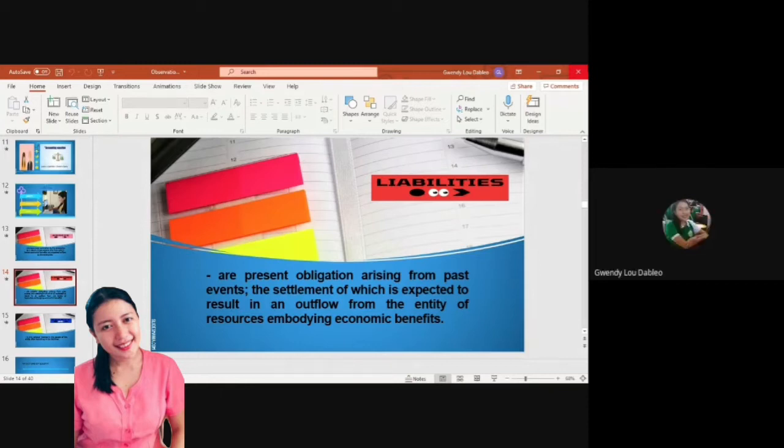In other words, these are payables, or debts. Now, there are so many examples of liability. It can include bank loans, credit card accounts, or accounts payable. But if it's made with a promise to pay, then it's known as notes payable, a written promise to pay.